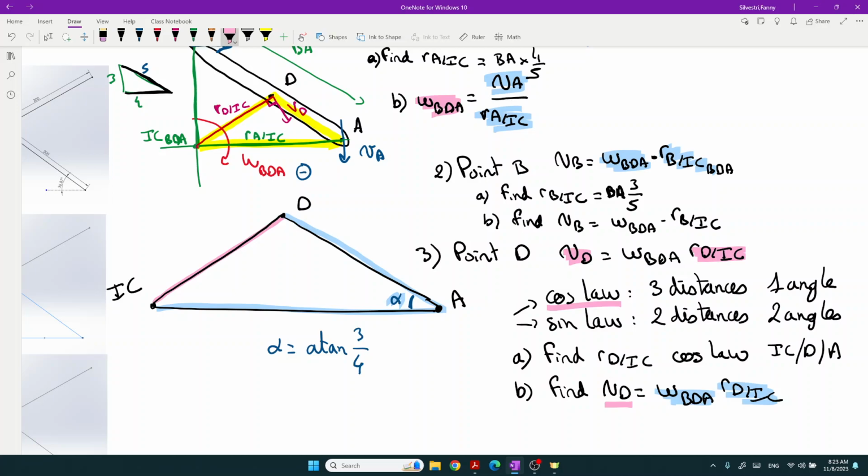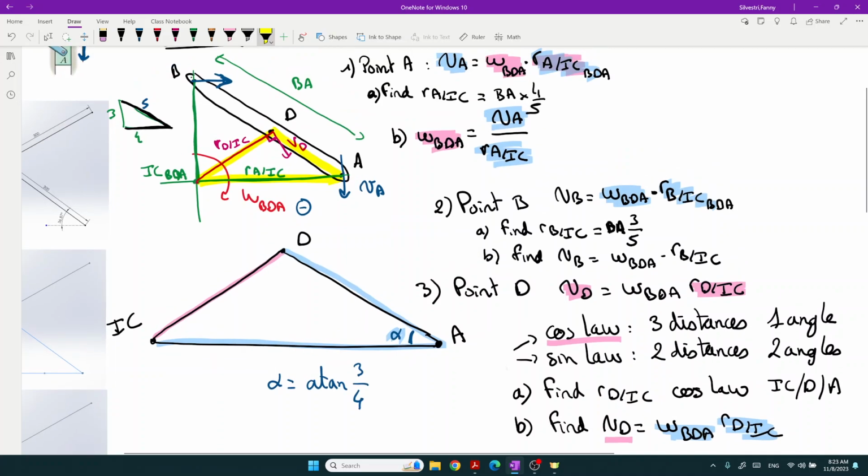I highly recommend using the CAD software again to check those distances, because what did we find? We found RAIC, we found RBIC, and we found RDIC, all those distances. If we made a mistake on them, everything is wrong. And usually the mistakes spread to the next step with this method, because we already need the previous data for the next questions.